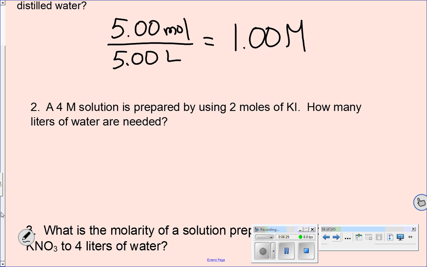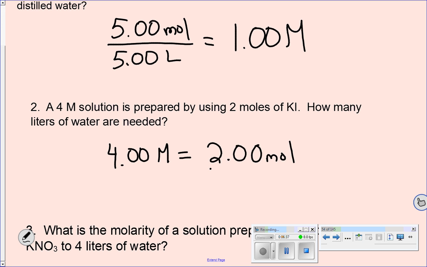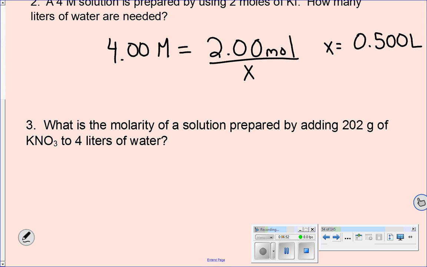Question number 2, we've got a 4 molar solution. It has 2 moles in it. And I'm trying to calculate this. It actually comes out in liters of solution. It's very close to your number of liters of water, so we kind of tend to use that interchangeably. You would need 0.5 liters or 500 mils.